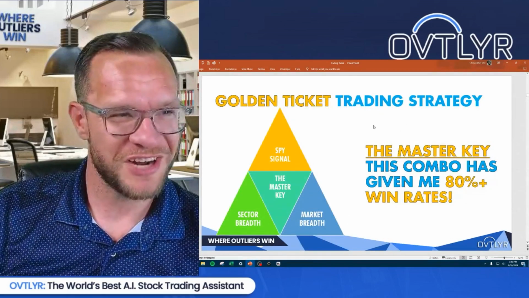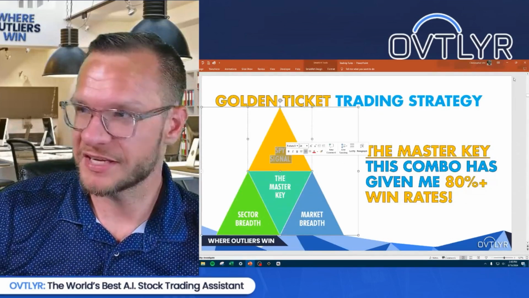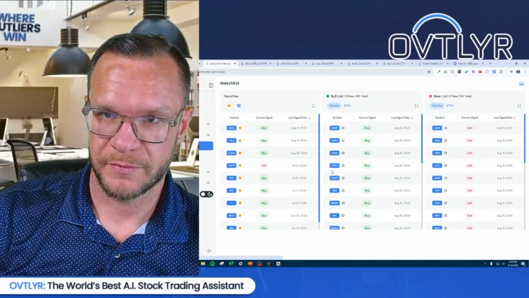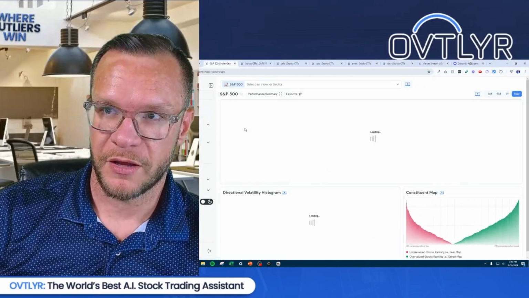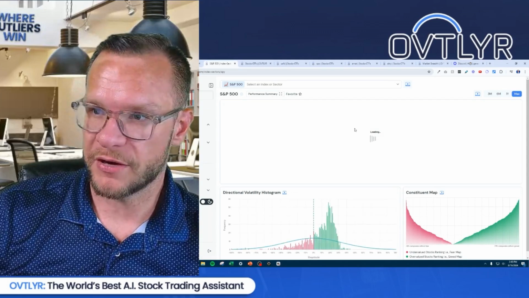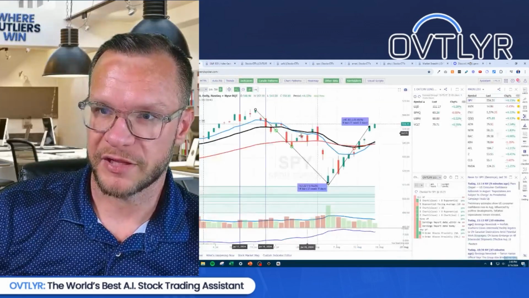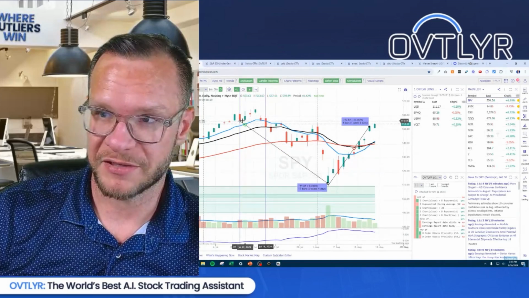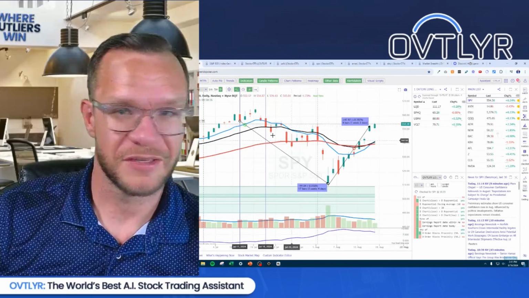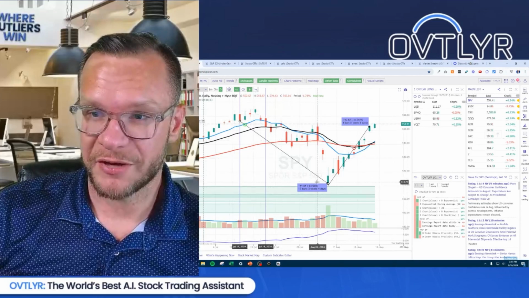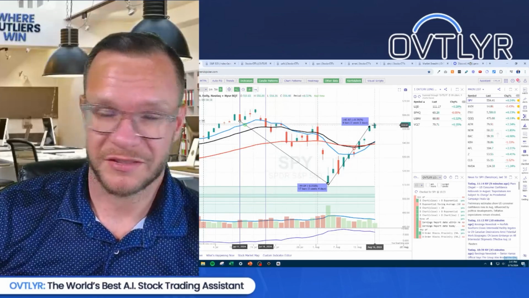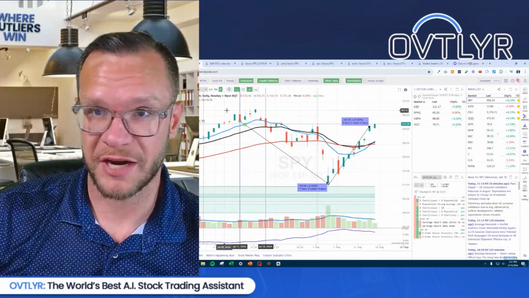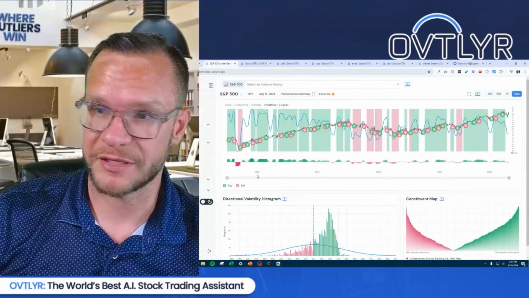And the Golden Ticket Trading Strategy starts with a few key things, like the SPY signal is on a buy. And we can see right here that, while that loads, we're basically back to where the stock had that buy signal at this point. We're like 50 cents off. While at the time it went down, that definitely wasn't awesome, it's come back and we saw this happen last October. So it absolutely could still rocket ship higher like it did in October.